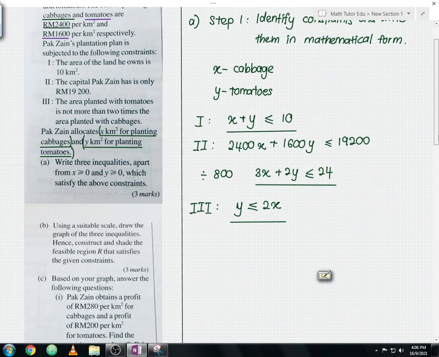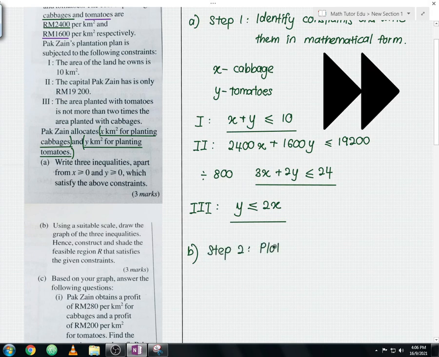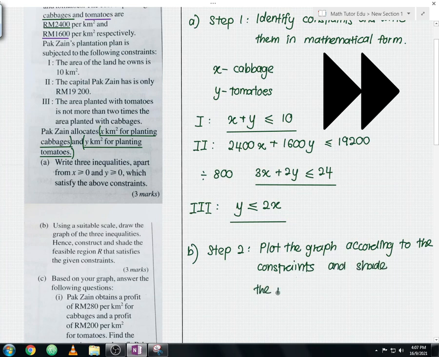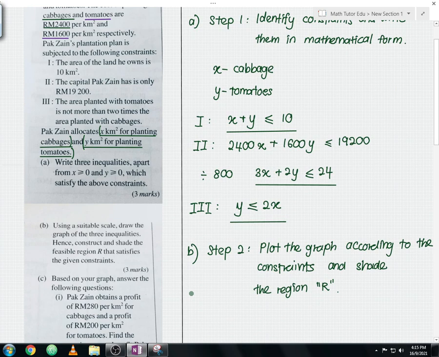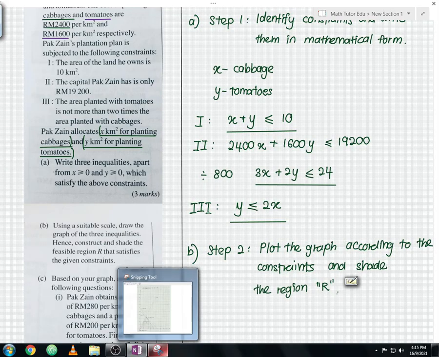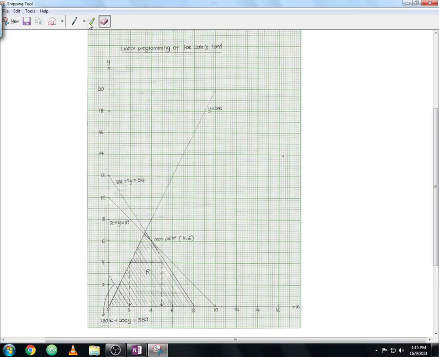Let us proceed to question part B, where we are required to draw the graph of the 3 inequalities based on these 3 constraints, and then construct and shade the feasible region R that satisfies the given constraints. That will be our step 2. Let me write the following step here. By the way, for part B, I have already drawn the graph and shaded the region R for you. Let me open the graph paper. This is how your graph should look.